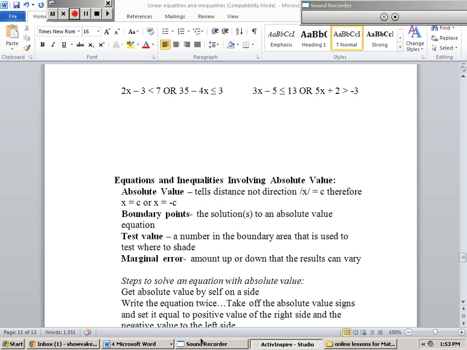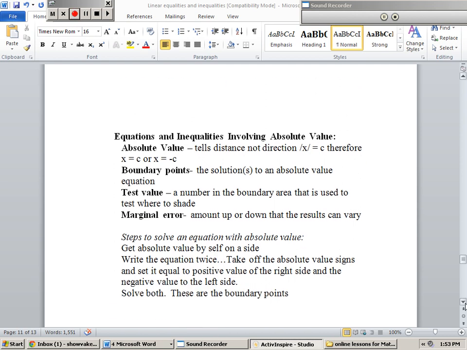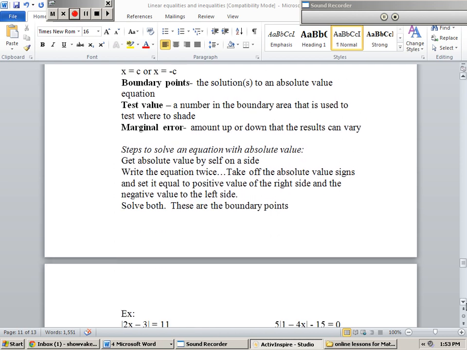Equations and inequalities. Absolute value tells the distance, not the direction. We've already discussed that in a previous lesson. The boundary points to an absolute value equation are the end values between the two parts of the absolute value. A test value is a number in the boundary area where we're shading, and the margin of error is the amount we can go up or down.